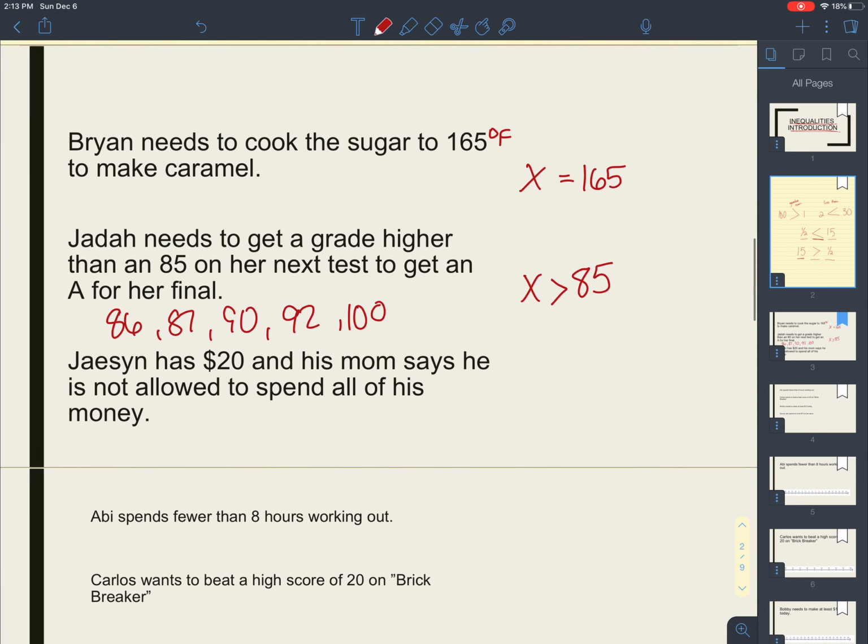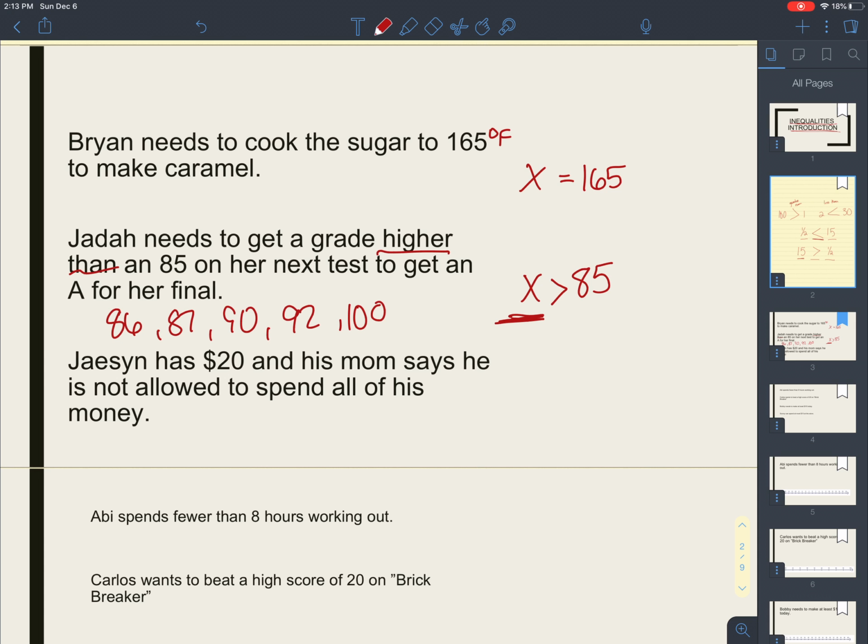So in this example, Jada doesn't have to get exactly an 85. In fact, she can't get an 85. She has to get something higher than that, something higher than an 85. So she's got to get a number that's bigger than that, which means we need any test score that is higher than 85.